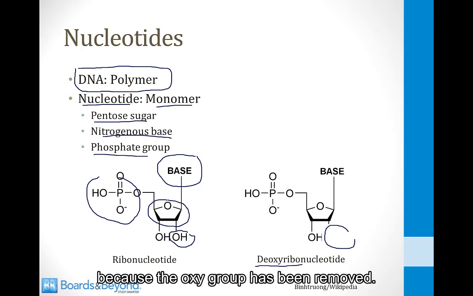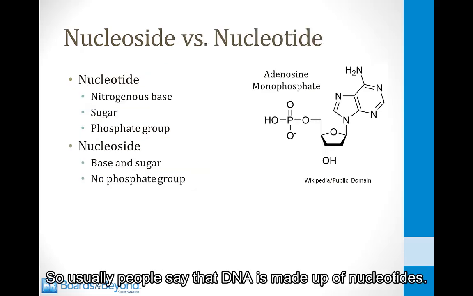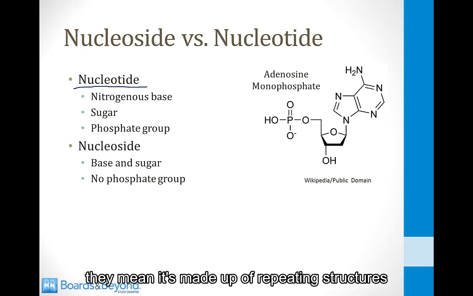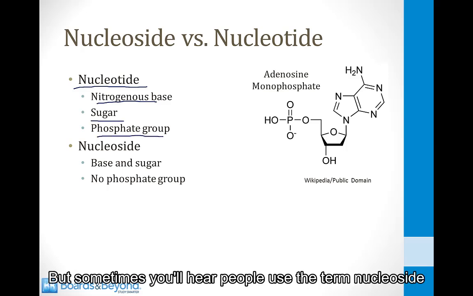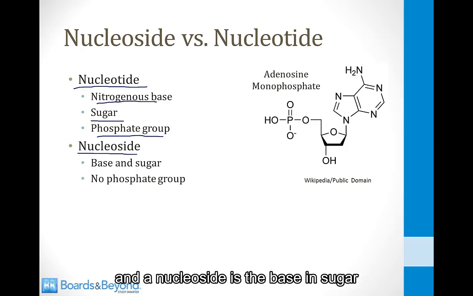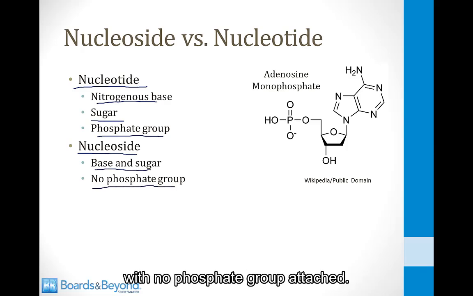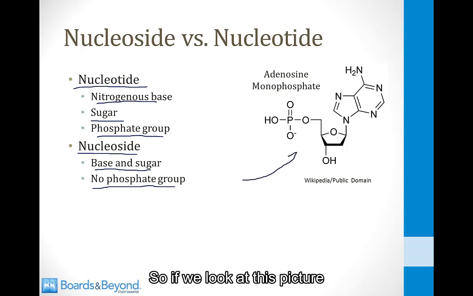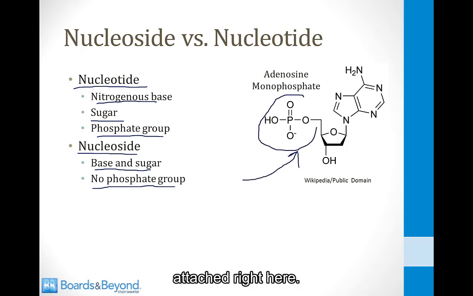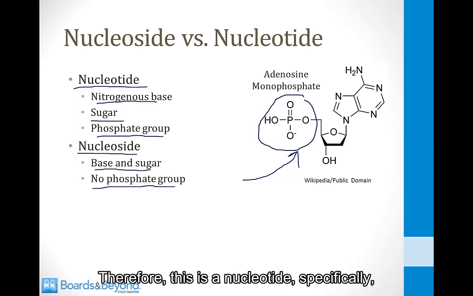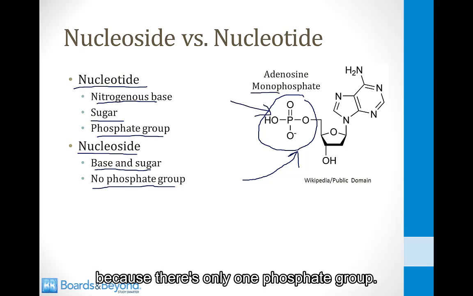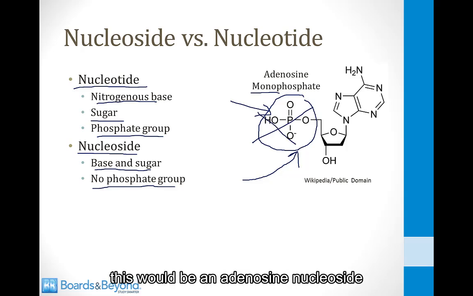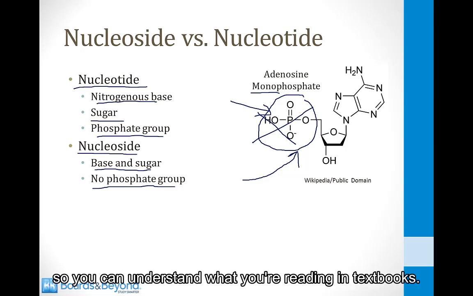Usually people say that DNA is made up of nucleotides, and when they say this, they mean it's made up of repeating structures of a nitrogenous base, a sugar group, and a phosphate group. But sometimes you will hear people use the term nucleoside, and a nucleoside is the base and sugar with no phosphate group attached. If we look at this picture on the right side of the screen, you can see that there is a phosphate group attached right here. Therefore, this is a nucleotide. Specifically, it's adenosine monophosphate, and it's mono because there's only one phosphate group. If the phosphate group were removed, this would be an adenosine nucleoside, and you just need to know that terminology so you can understand what you're reading in textbooks.